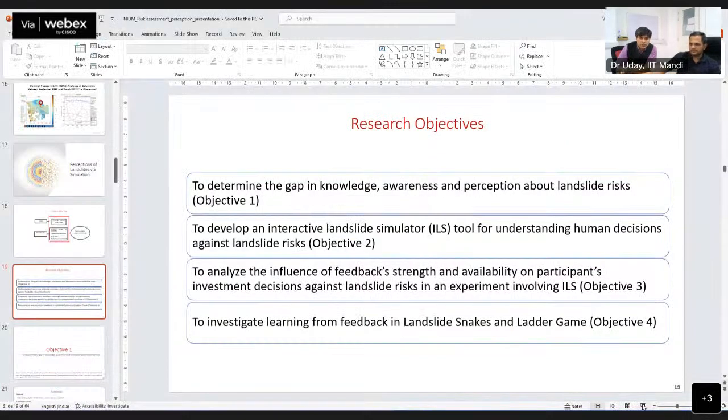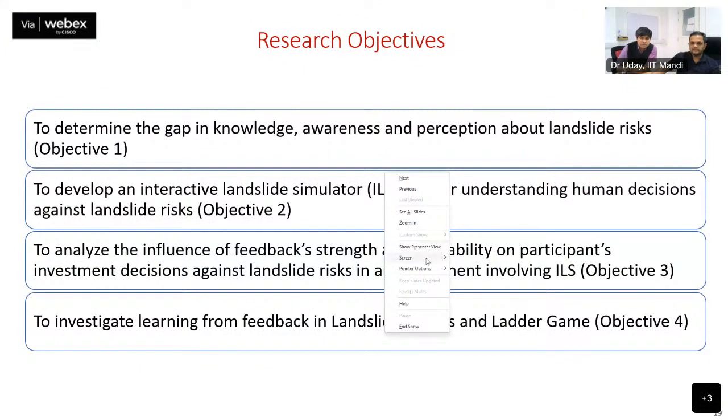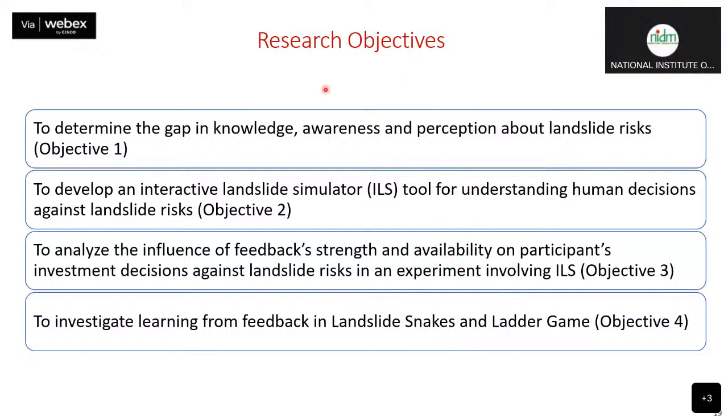Something happened. Are you able to still see the slide? Yes, sir, we are able to see. Yeah, thank you.